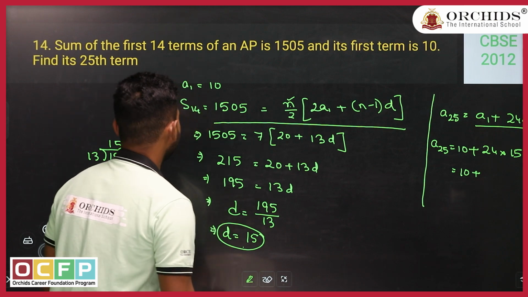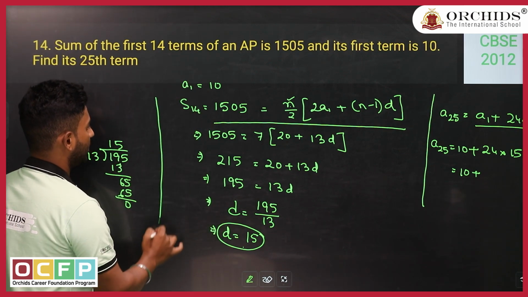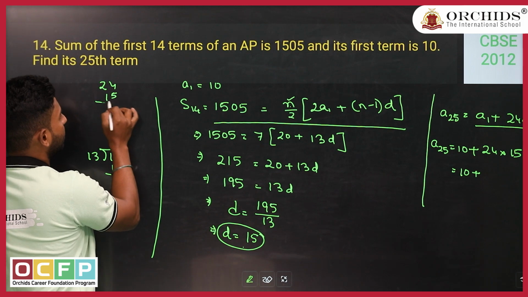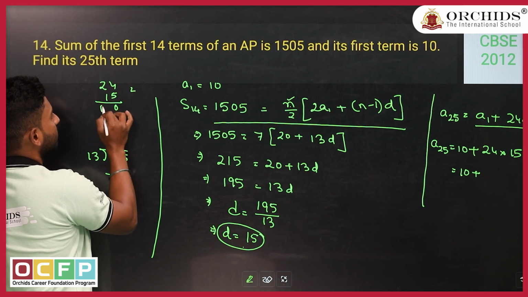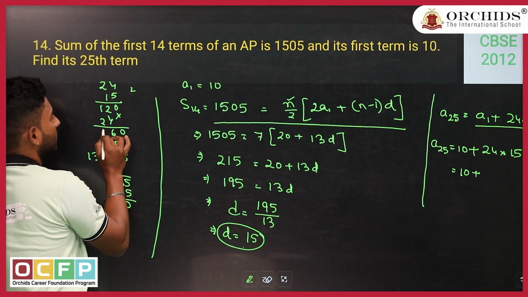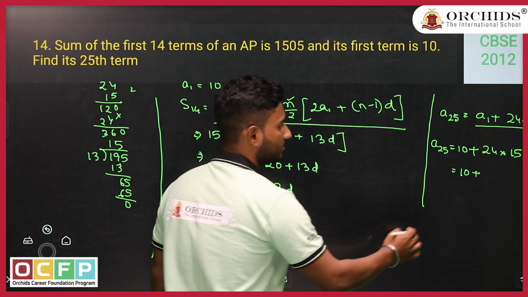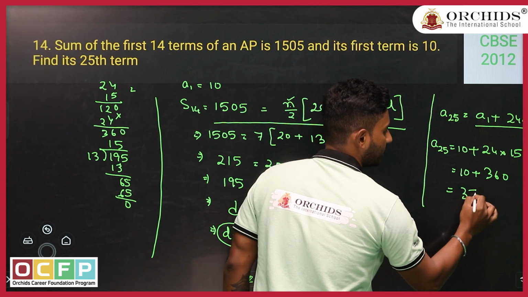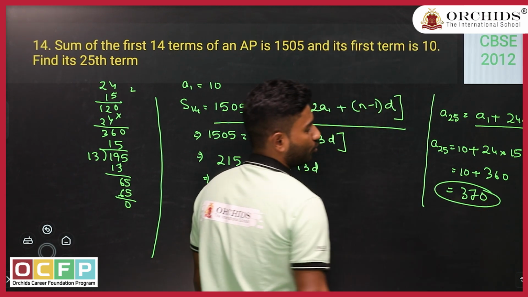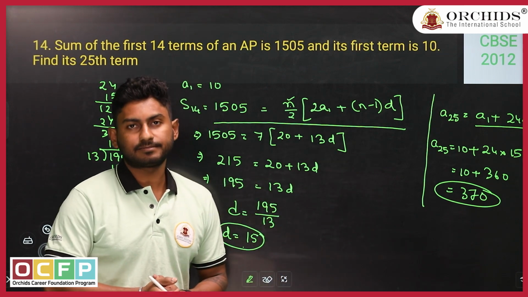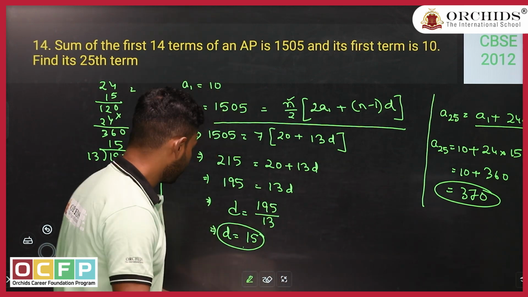So what is 24 into 15? Let us assume this is our rough work. 24 into 15 is 360. So what is 360 plus 10? 370. So what is the 25th term? The 25th term is nothing but 370.